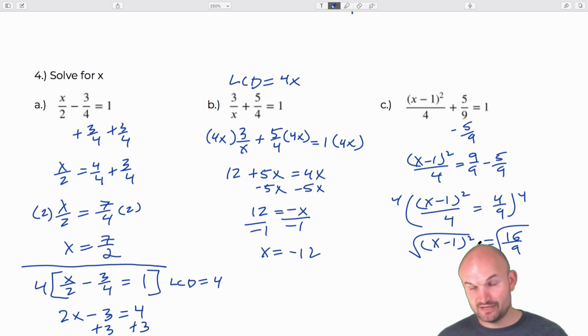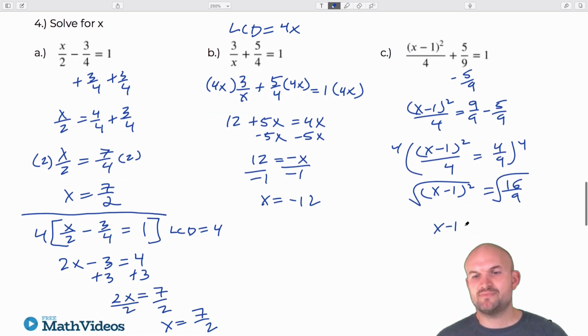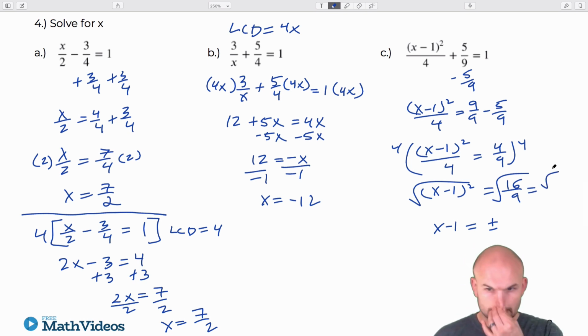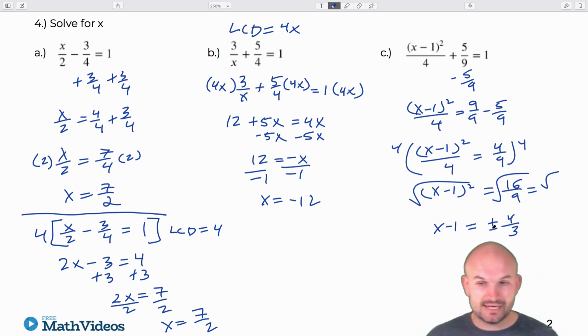Square root both sides to get rid of the squared. And I get x minus 1 equals plus or minus the square root of, remember, I can break that down into the square root of 16 over 9, which is going to be 4/3. And then we're going to add a 1. So x equals 1 plus or minus 4/3. And we'll just leave it from there.